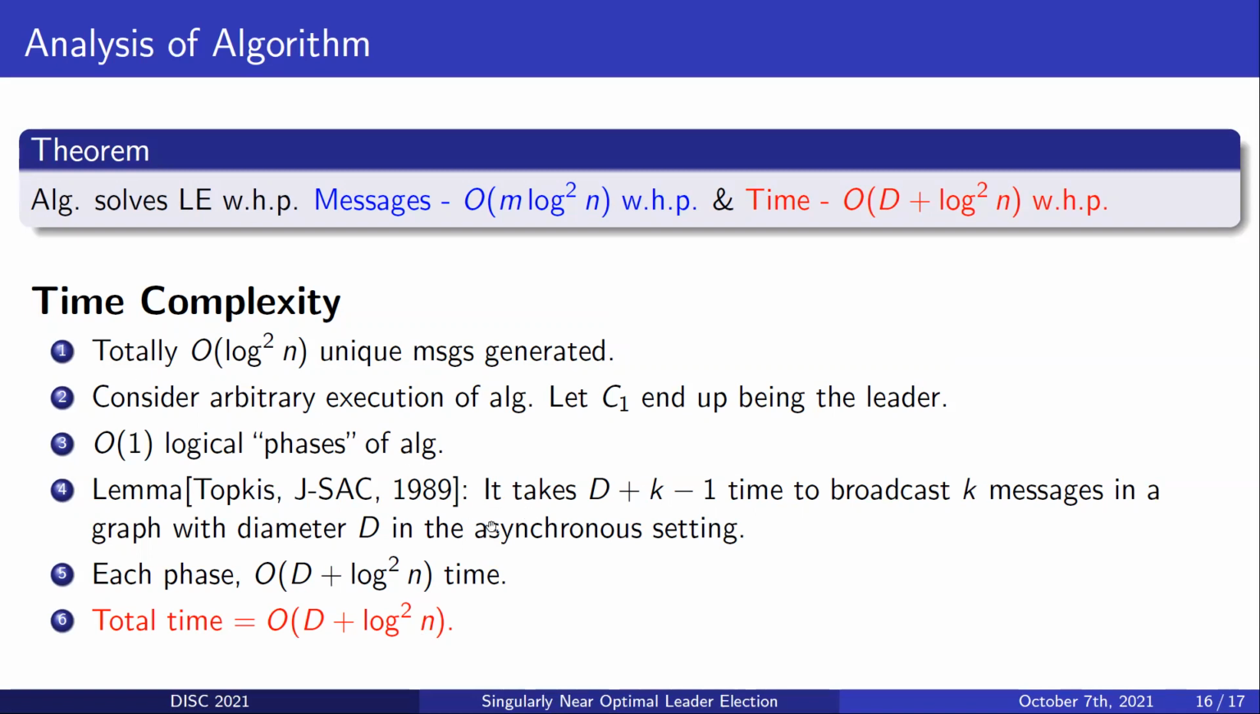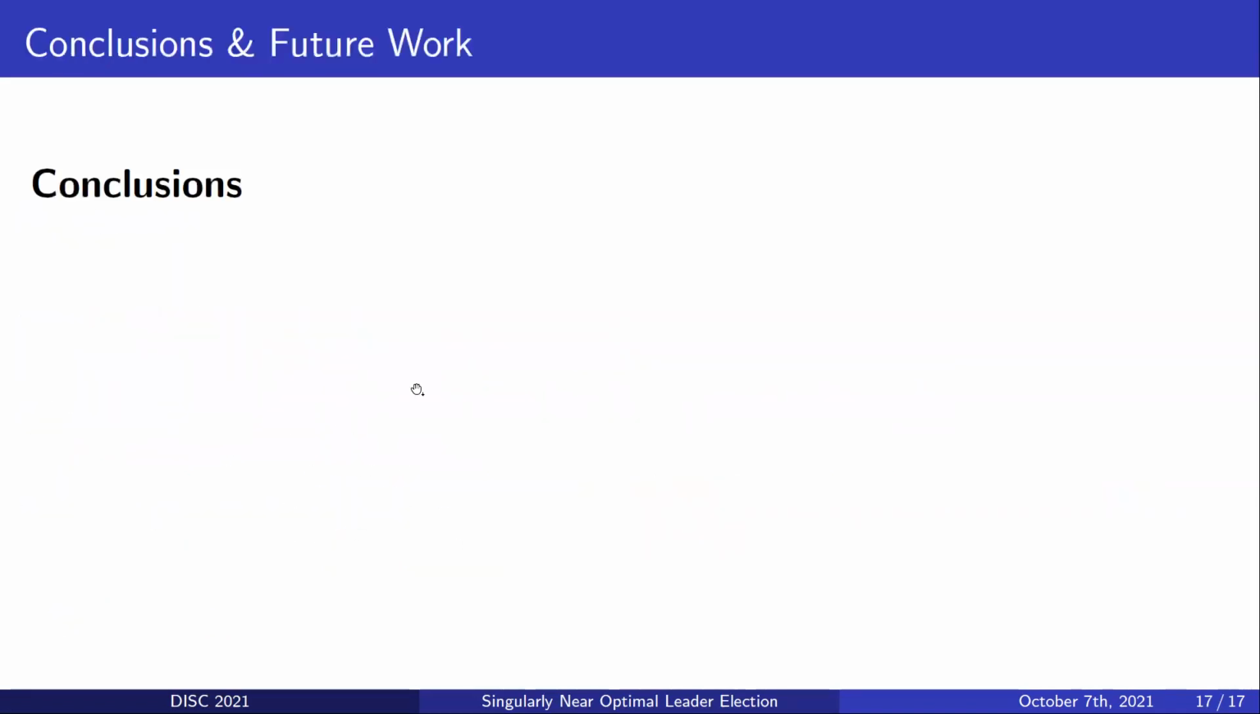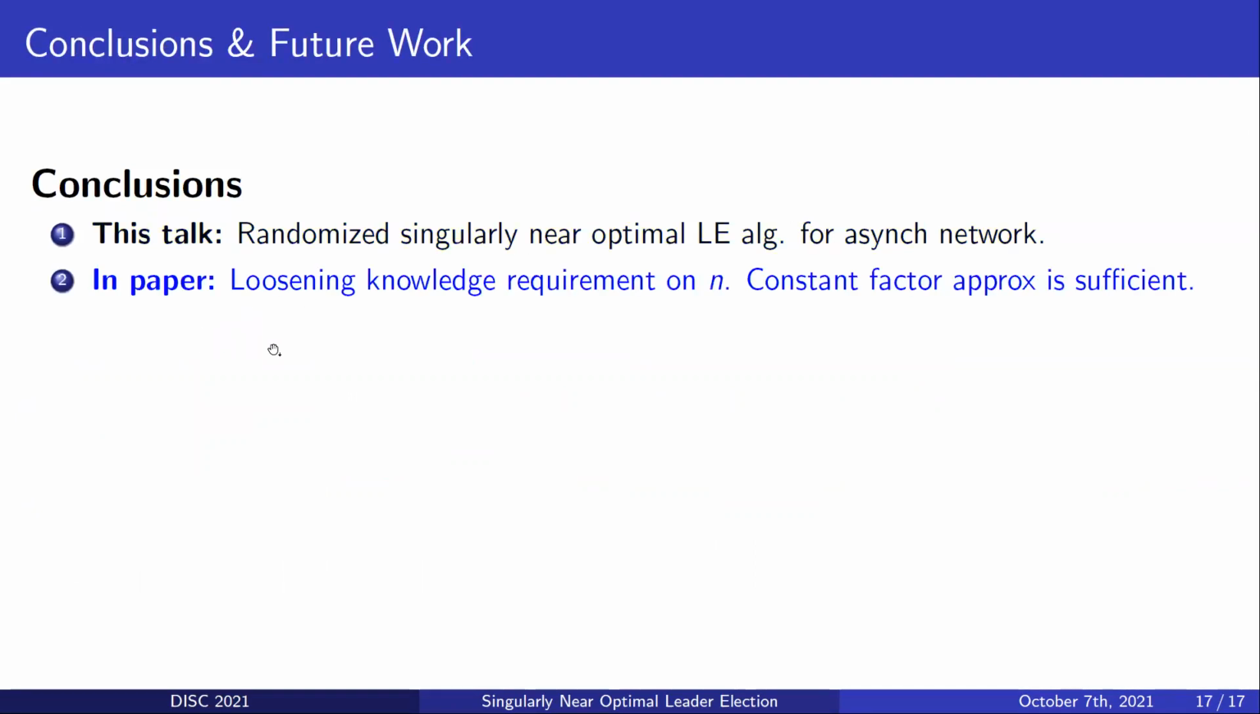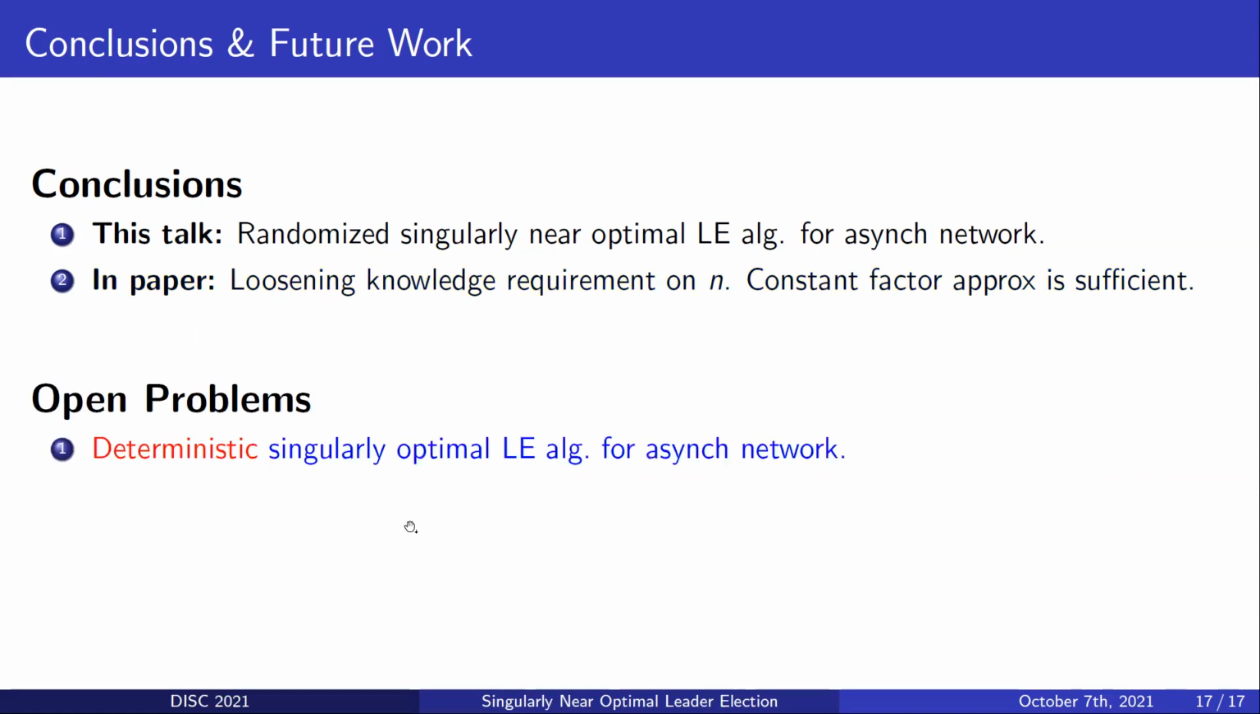So with that done, analysis is over. And I just want to wrap this up. First of all, in this talk, I gave you the algorithm. In the paper, there's a little extra. Basically, in the algorithm, we assumed exact knowledge of n, but you can loosen it up to constant factor knowledge of n.